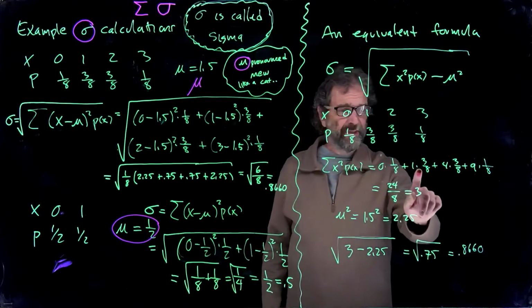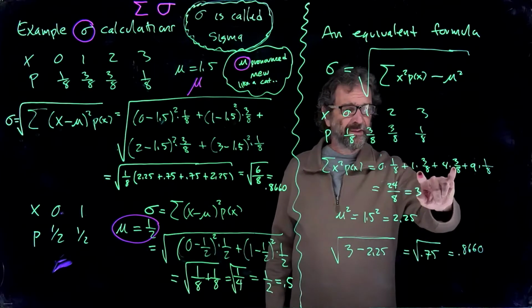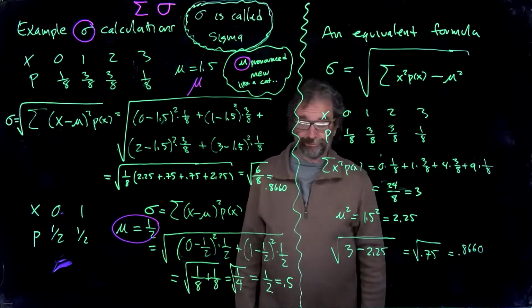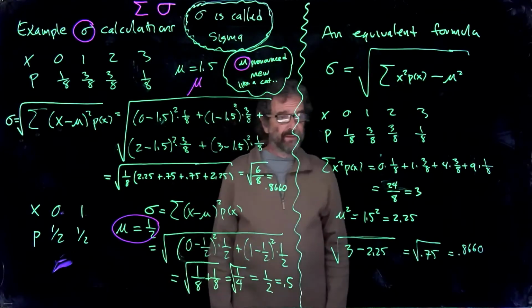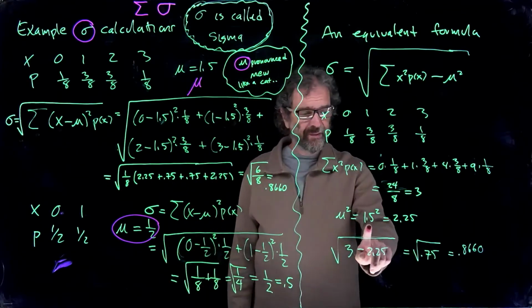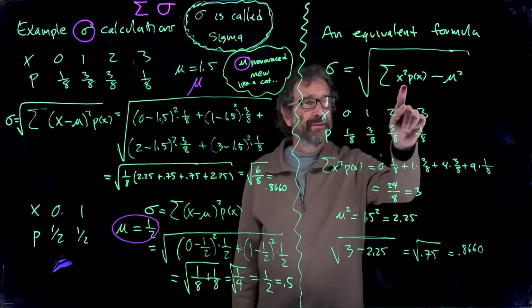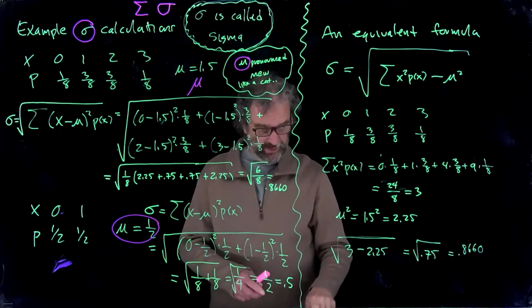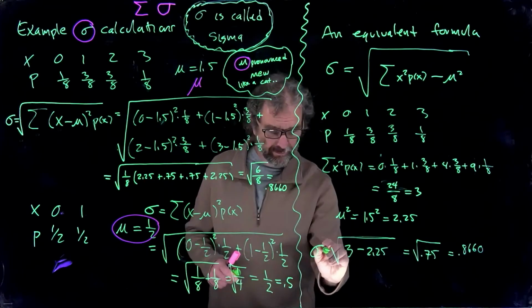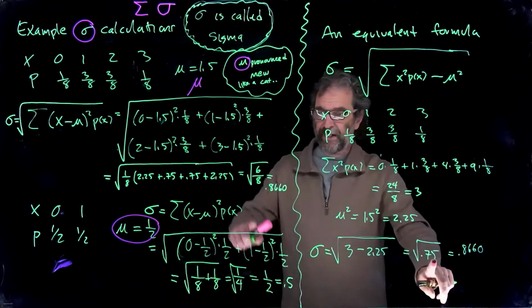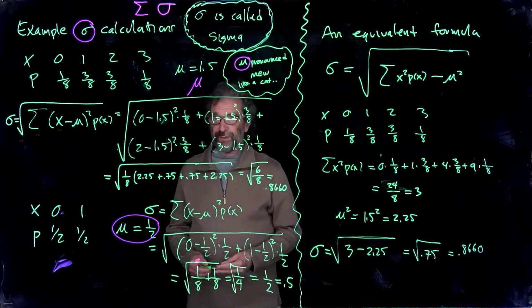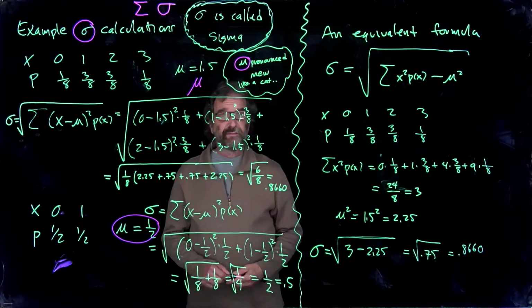0, 3/8, 12/8, and 9/8. 3 plus 9 is 12, and 12 more, that's 24/8, which is 3. And then we get mu squared, which is 1.5 squared, which is 2.25. Put 3 here, put 2.25 there, there they are. I should write sigma here. Sigma equals, and that's the square root of 3/4, that's what that was, so we get .866. So that's a lot of computing for not a lot of results.